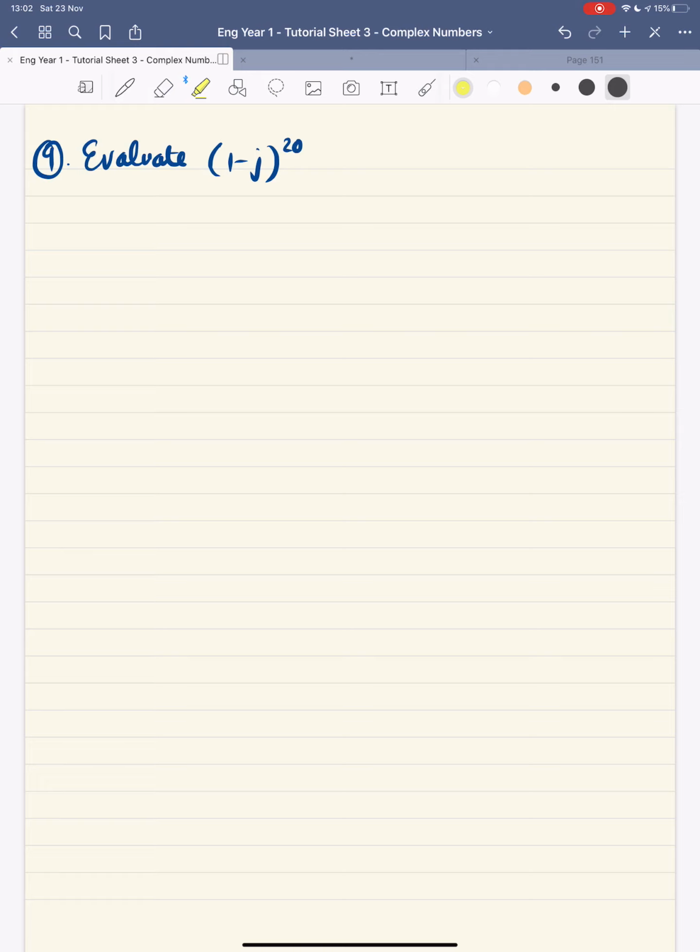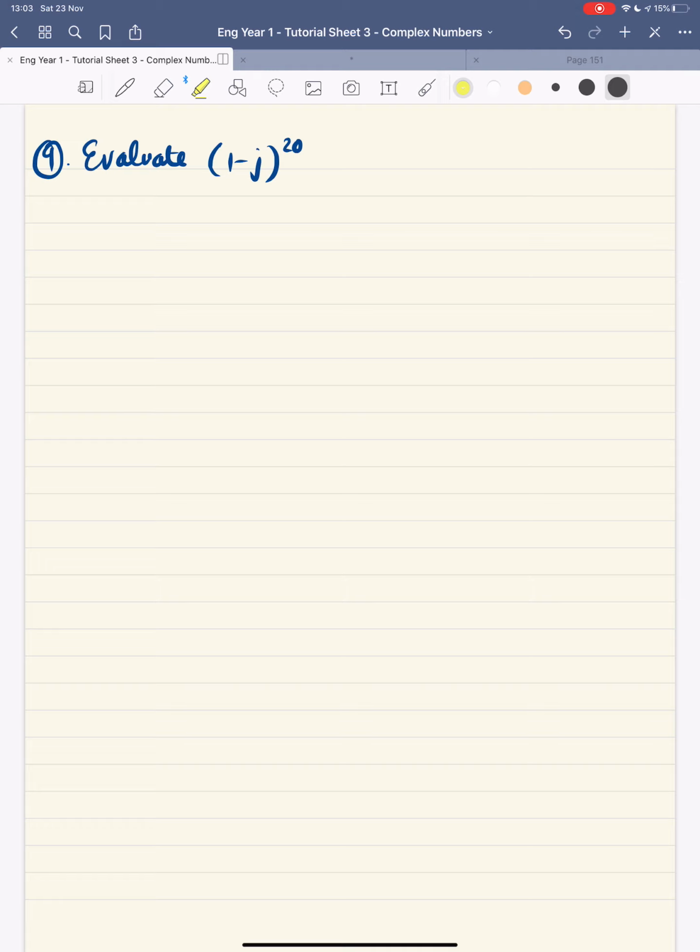Number 9, evaluate (1 minus j) to the power 20. Let's just get that one ready there. Won't be a second. (1 minus j) to the power 20. I am really tired. There we are.